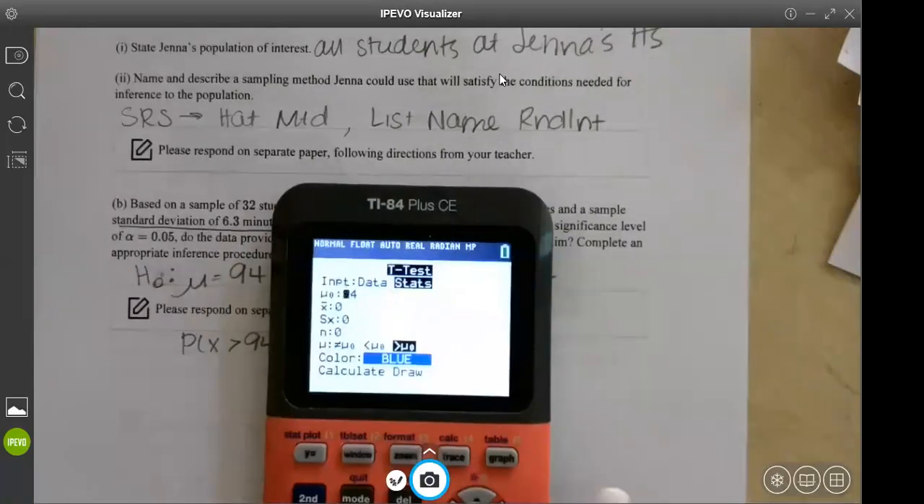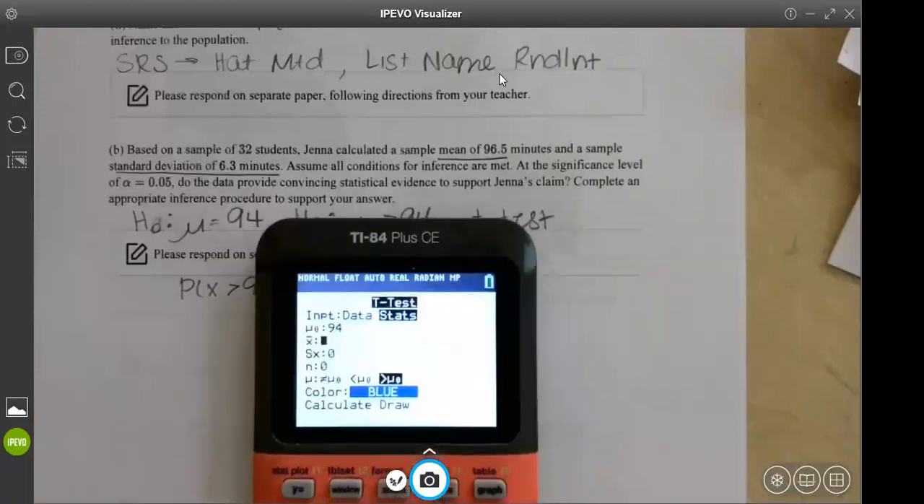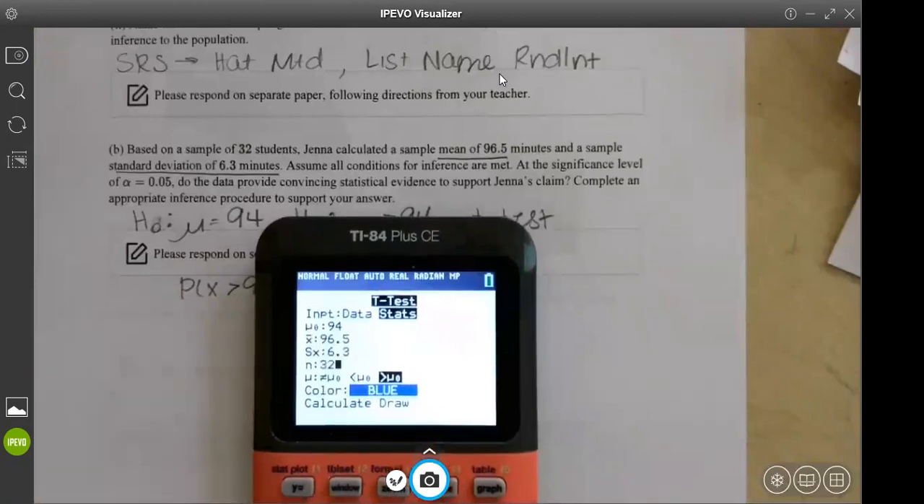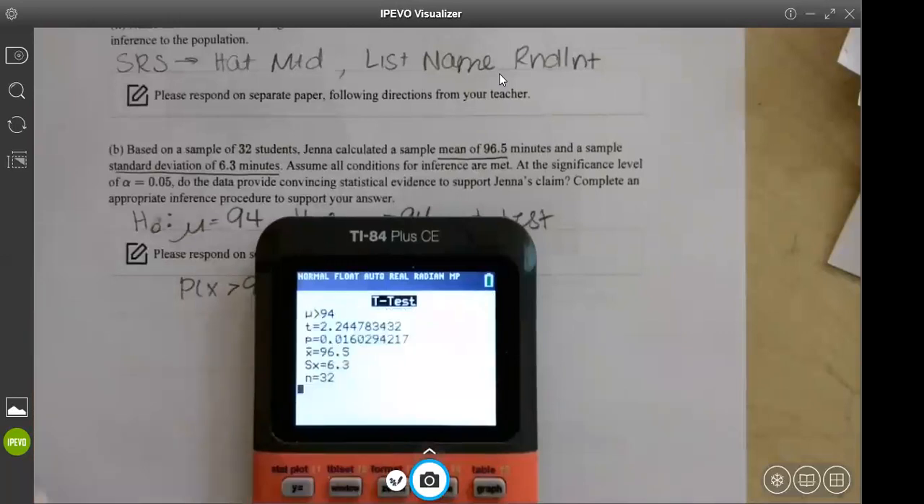Our null is 94. What's our mean? 96.5. What's our standard deviation? 6.3. What is our n? 32. I would write all of that stuff down. I would even write stat, calc, t-test. This is what I put in. And then we're going to calculate, but we want it to be greater than, right? That's our alternative, greater than. Everybody good with that?